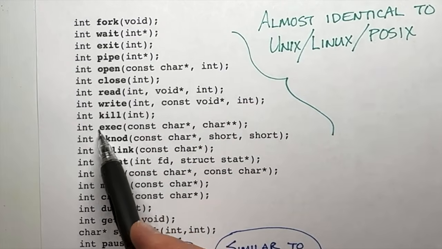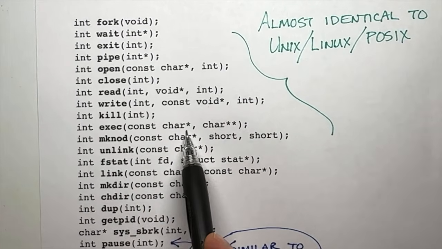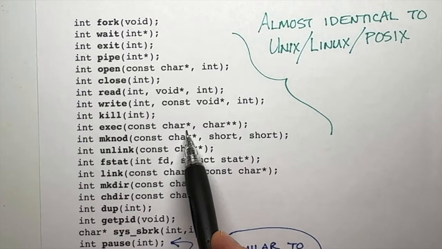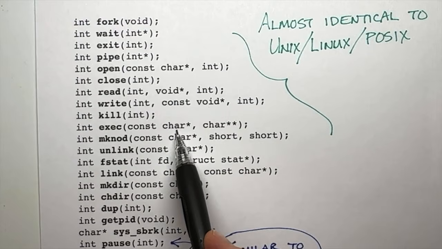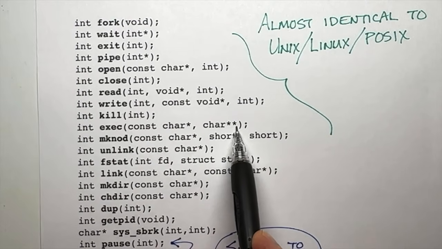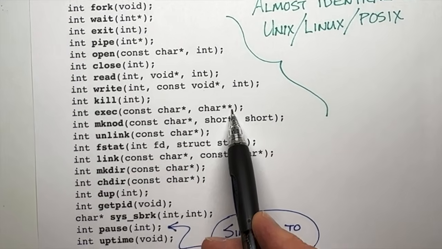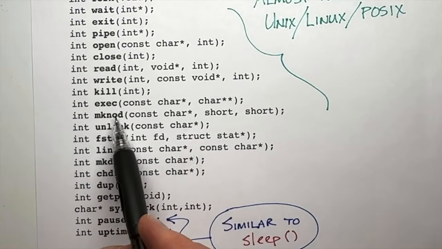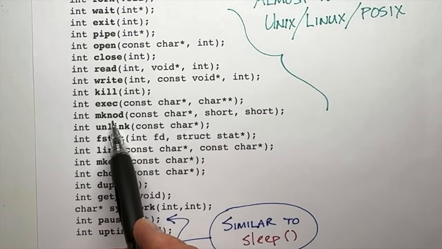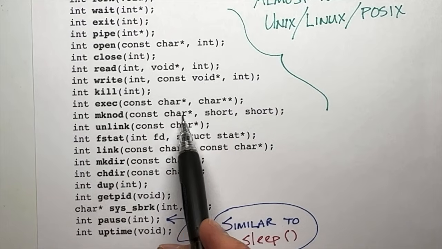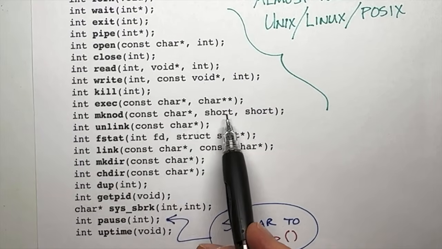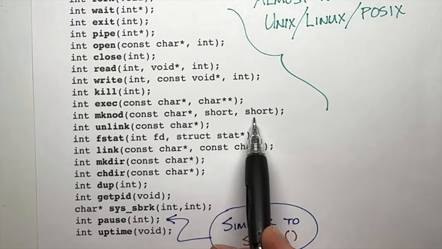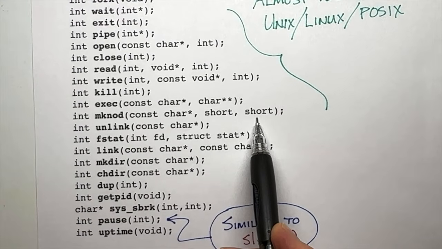And here's exec, which is passed the name of some executable file. It'll create a new virtual address space, then read in that file, loading it into memory, and then begin executing it. The second parameter is used to pass command line arguments to the new program. The make node system call is used to set up a new device, providing the name to give the device, as well as two numbers giving information about which device driver to use for it.